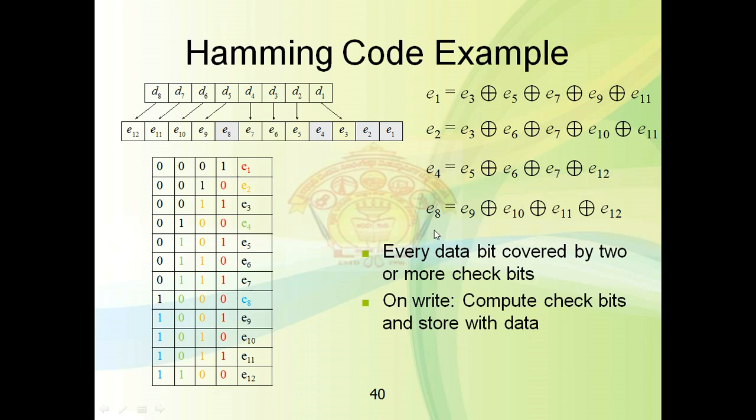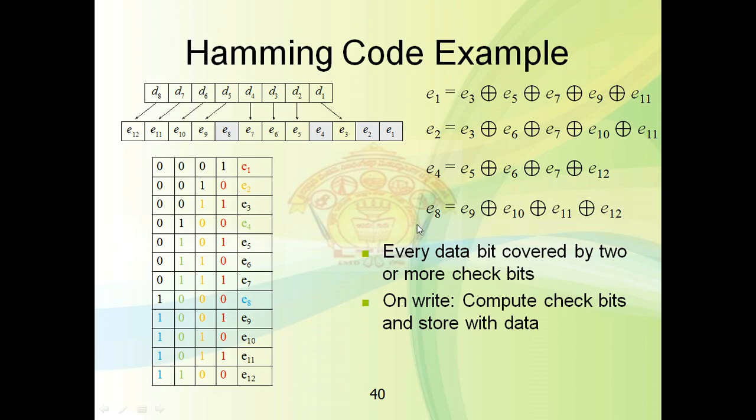And then E8: go for the 8th position, leave that 8th position and go in the downward direction, where you will get 1, and collect all the terms. Therefore E8 is equal to E9 XOR E10 XOR E11 XOR E12.